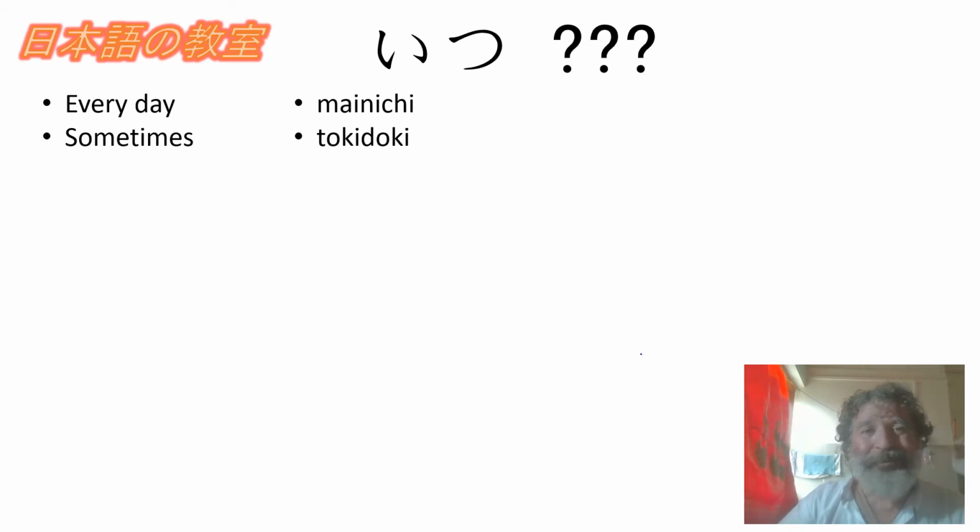Tokidoki is an interesting word. It means from time to time. Toki means time, and then it's repeated twice. The second T gets changed into a D. Tokidoki means sometimes. 普通はパンを食べますが、時々ご飯を食べます。普通 means usually.